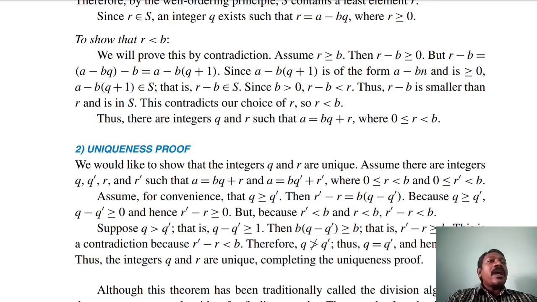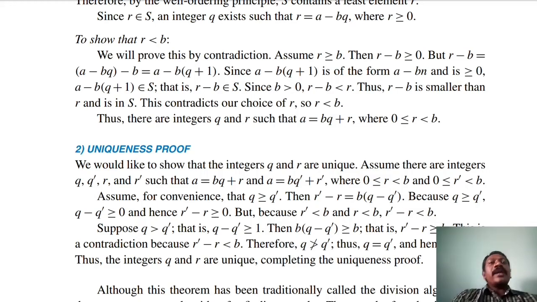But already we have chosen that r is the least number, and here we have a number r minus b, which is greater than or equal to 0 and belongs to S. But this is not possible, because we have assumed that r is greater than or equal to b. So this is a contradiction. So r must be less than b. So this is our existence proof.